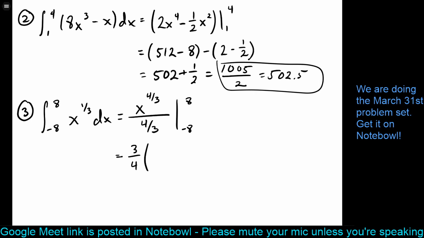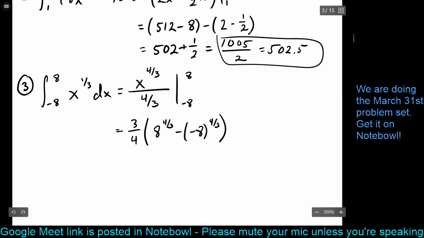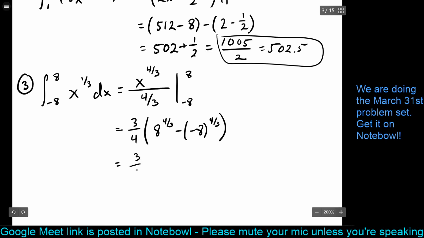So 8 to the 4/3 power, in fact, let's write that first. The 4/3 and then minus negative 8 to the 4/3, right? We get this, 3/4 times that. Now 8 to the 4/3: when we cube root 8, we get 2, and we raise it to the 4th power, we get 16. When we cube root negative 8, we get negative 2. When we raise negative 2 to the 4th power, we get 16. So this is actually just 0.